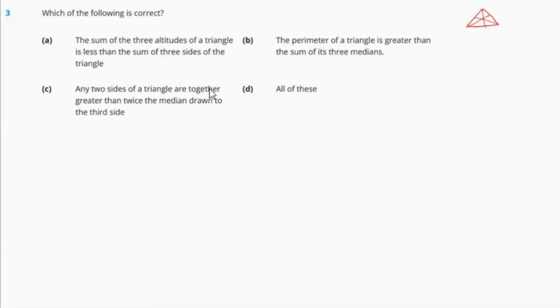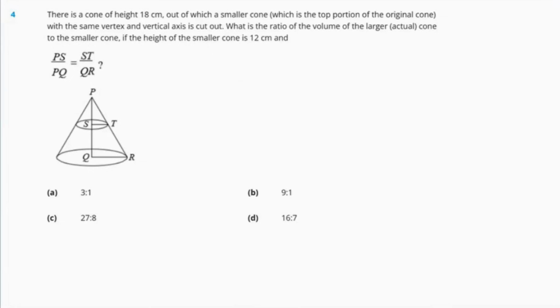Okay, now the second one we have is the perimeter of a triangle is greater than the sum of its three medians. That is also true. Any two sides of a triangle together are greater than twice the median drawn to the third side. That is also true. So that is why all of these should be the correct answer. Now the next question we have.